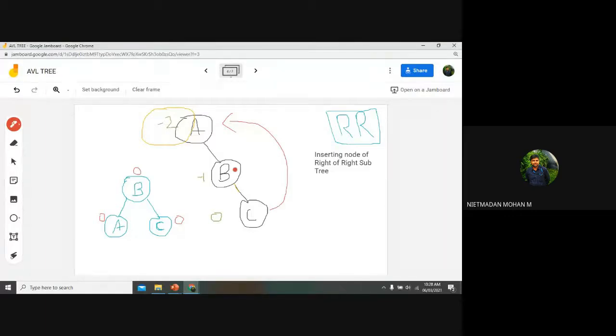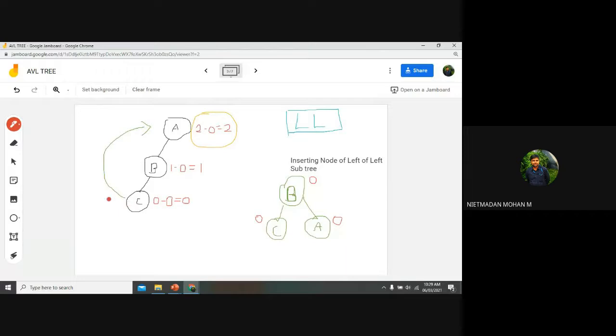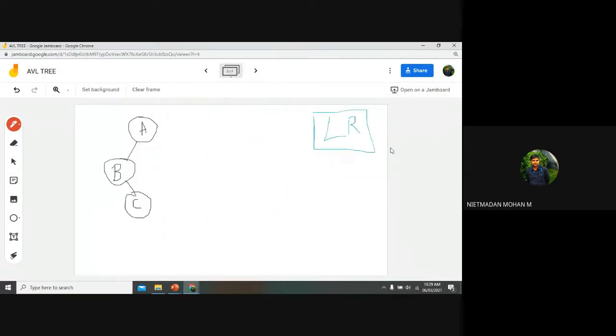Any doubts in this rotation? When we go with an example, I will tell you how it works. This is the concept of this rotation, how you want to rotate. If your tree is like this, then you want to rotate to the left. When your tree is like the left hand side case, you want to rotate to the right. That is the concept. And now coming to the LR rotation.